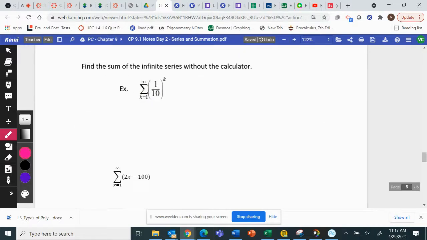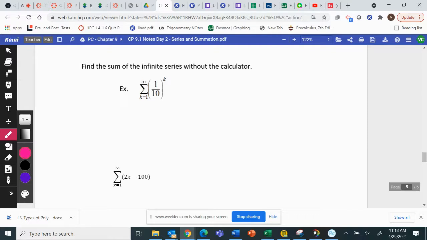Okay, we're almost at the calculator part. Here's the without a calculator. Calculator part's next. All right, find the sum of the infinite series without the calculator. So this is an infinite series. We already kind of talked about it a teeny little bit. What do you think the first answer is? It's not infinity. It actually has an answer. So let's find it.